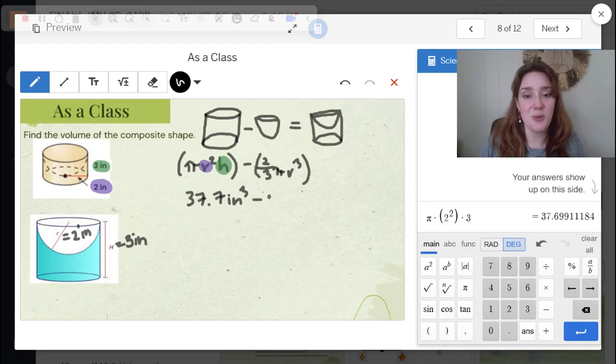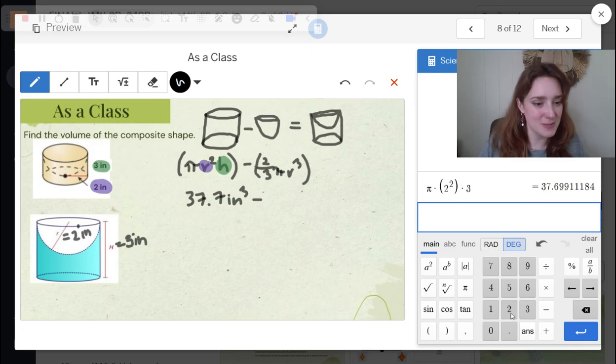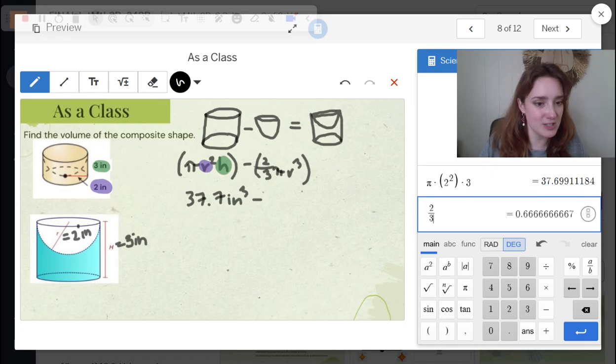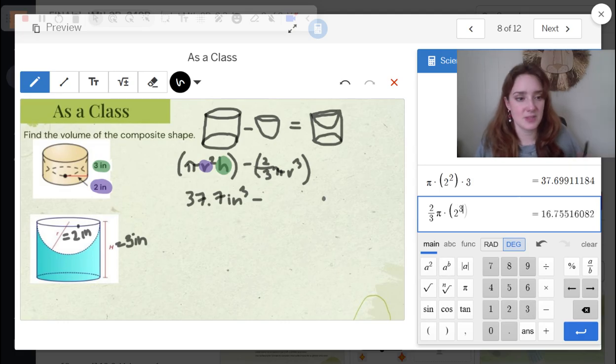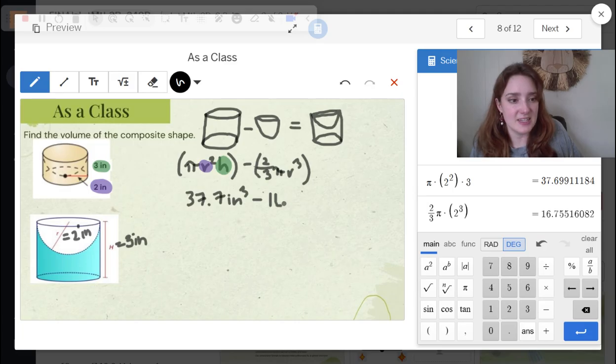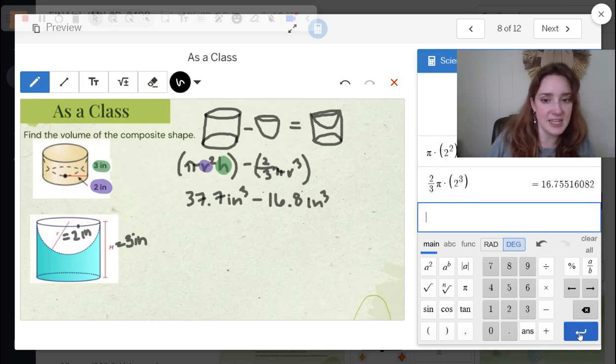And now we're taking away from that total ice cream, right? We're taking away this much ice cream. So 2/3 pi times the radius, which is still 2, and now we're cubing it, to the power of 3. So minus 16.8 inches cubed. All right, let's see what that is.